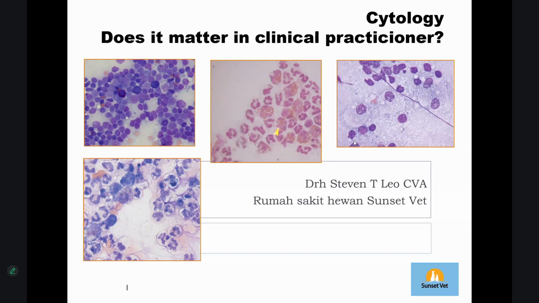But by doing FNA, fine needle aspiration, it's non-invasive and cheap. You just stick your needle in and check under the microscope. You put on the stain and differentiate what's going on there. So let's discuss it. Now, wait, I'm going to put my spotlight.